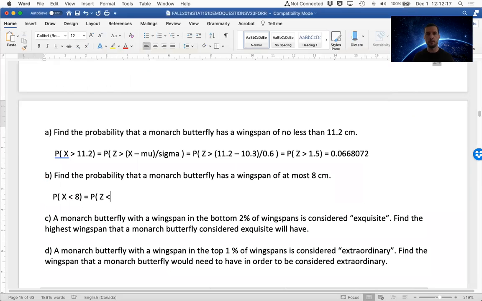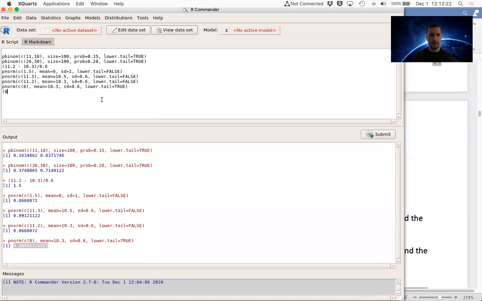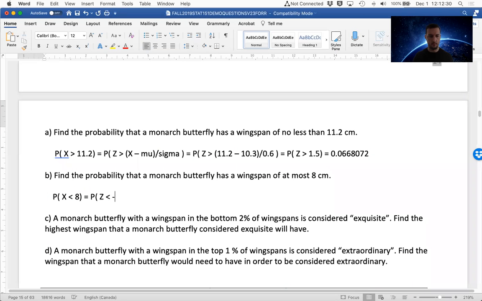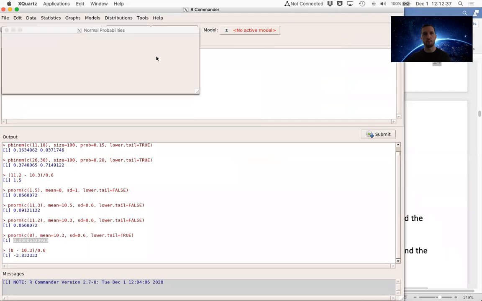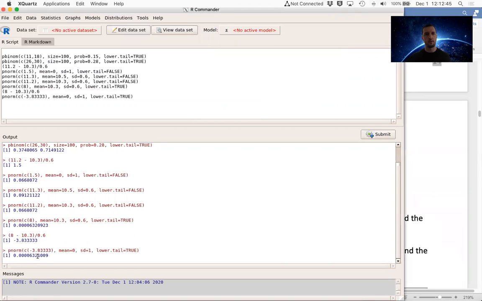So this is going to be the probability z is less than 8 minus 10.3 divided by 0.6, which is negative 3.833. Then if we were to take that approach, we would go distributions, continuous, normal probabilities. We would have negative 3.833333, 0, 1. And then you can see you get the same number. We're very close to the same number out. There's just a little rounding there because of the repeating 3.